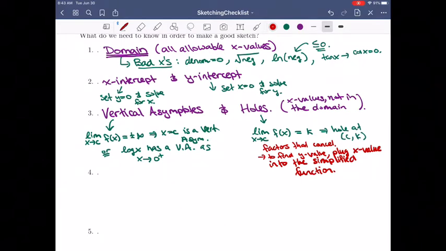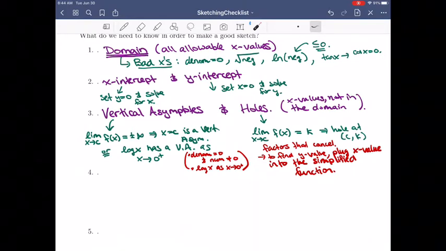So for the vertical asymptotes, your denominator is equal to 0, but your numerator is not equal to 0. Or you're going to have the log, log of x as x goes to 0. So those are sort of the main two. When your numerator does not equal 0, it means that there's no canceling that can happen. So those are the main ones.